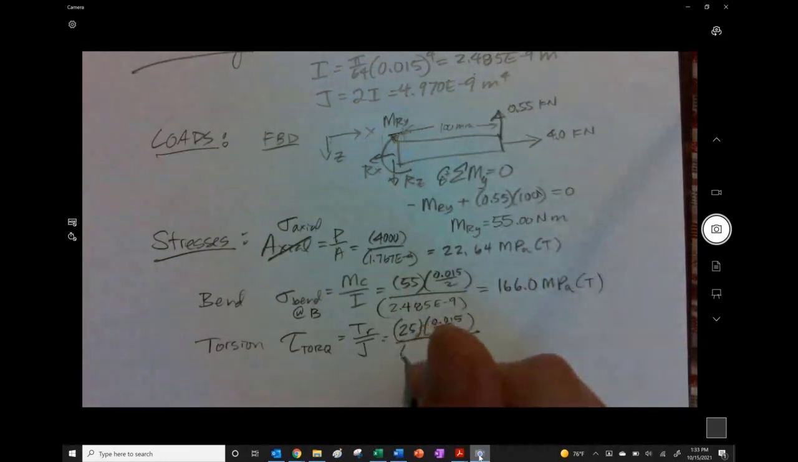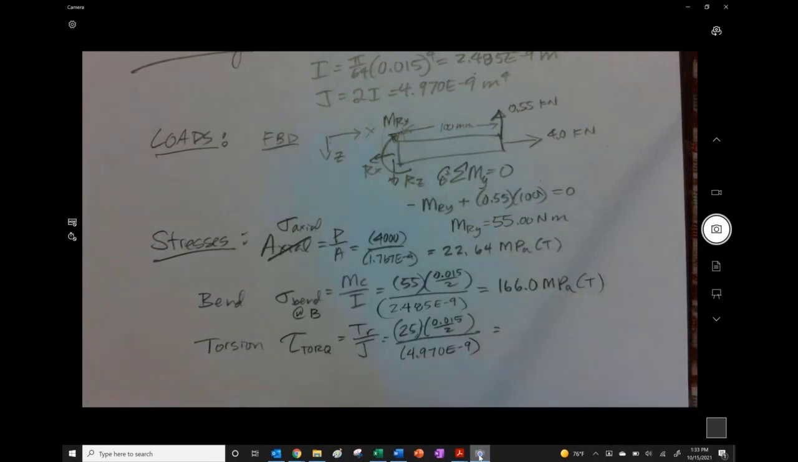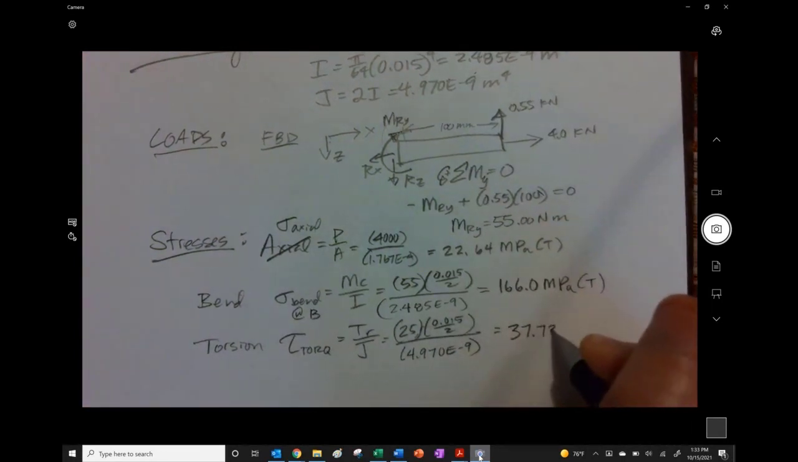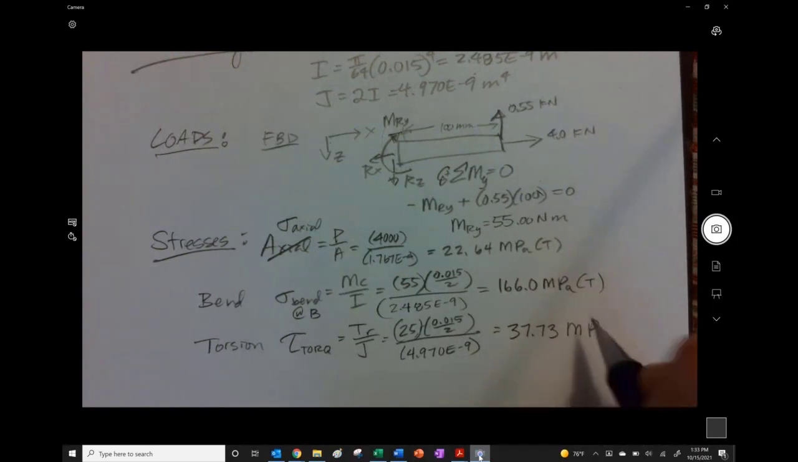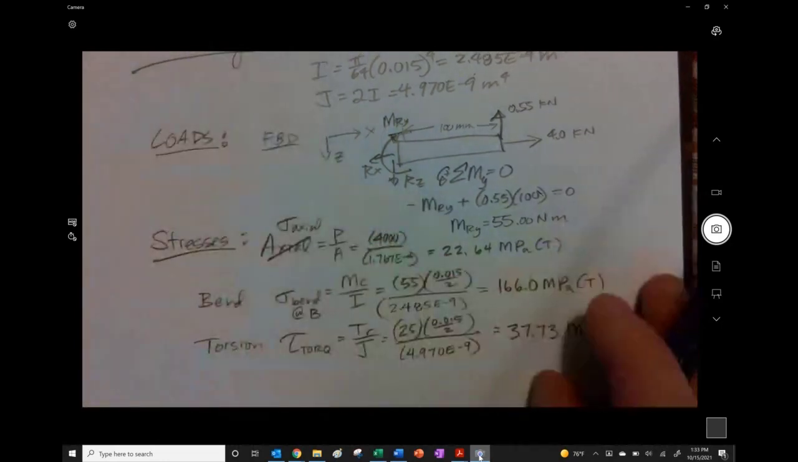And we have the J of our 4.970 E minus 9. So 0.0152 divided, and over 25 times, and then 4.97 E. Nice. Did I do that right? I think maybe I did. And I get 37.73 megapascals. Now, they did not say to ignore transverse shear, and we're also looking at specific stress elements.